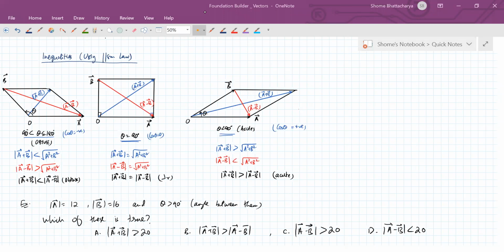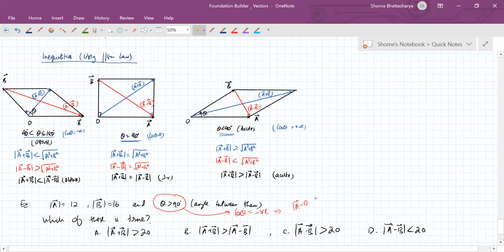Yes, Kirtan, that's correct. Very good. So you can see that in this case, because theta is greater than 90, you can immediately see that cos theta will be a negative quantity. Therefore, mod of a minus b will be greater than root of a square plus b square, or in this case, root of 16 square plus 12 square, or 20.